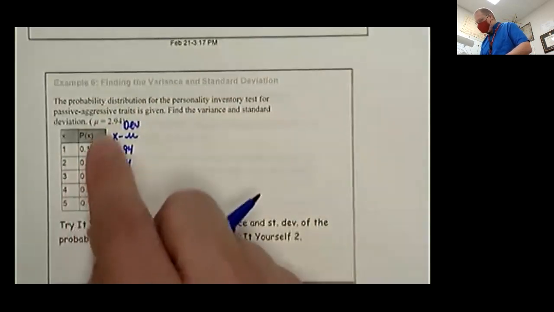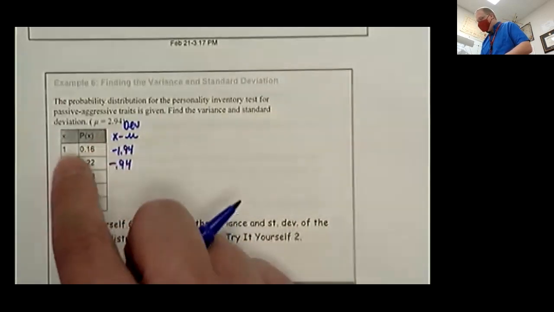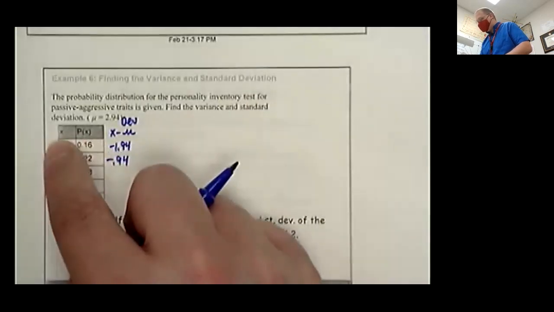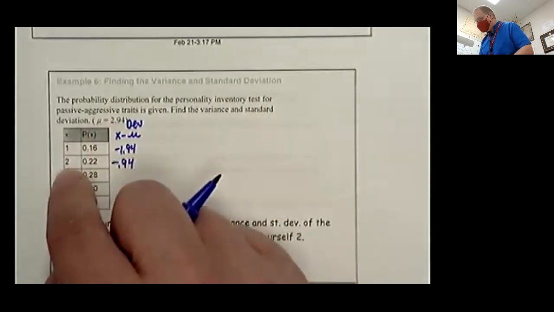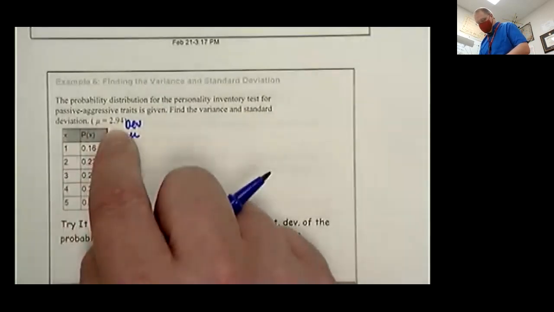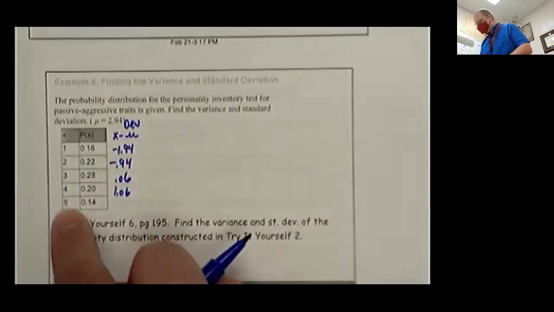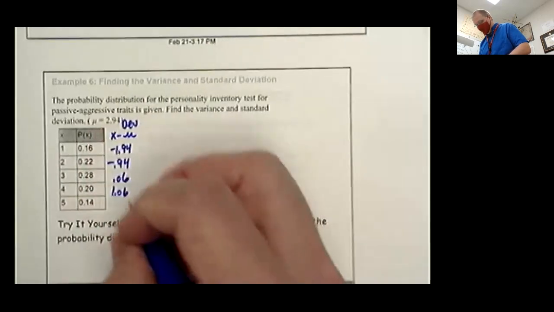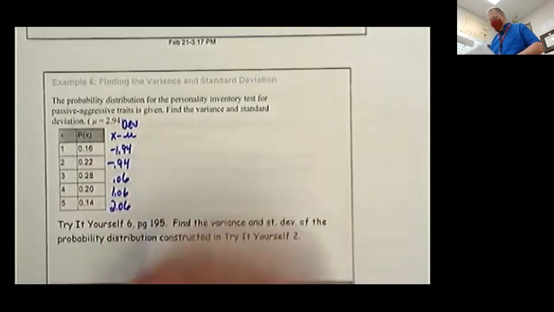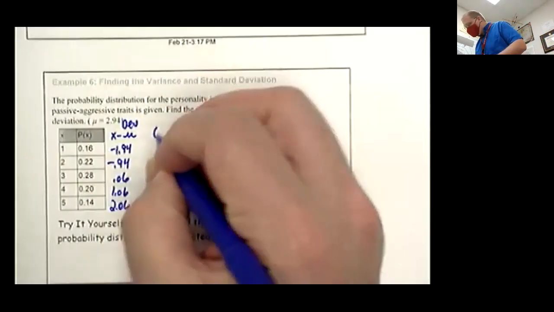I'm doing the wrong numbers. Sorry, I was doing the p of x's, I should have been doing the x's. This is 1 minus 2.94, that's negative 1.94. 2 minus 2.94 is negative 0.94. 3 minus 2.94 is 0.06. 4 minus 2.94 is 1.06. 5 minus 2.94 is 2.06. So there's our deviations.